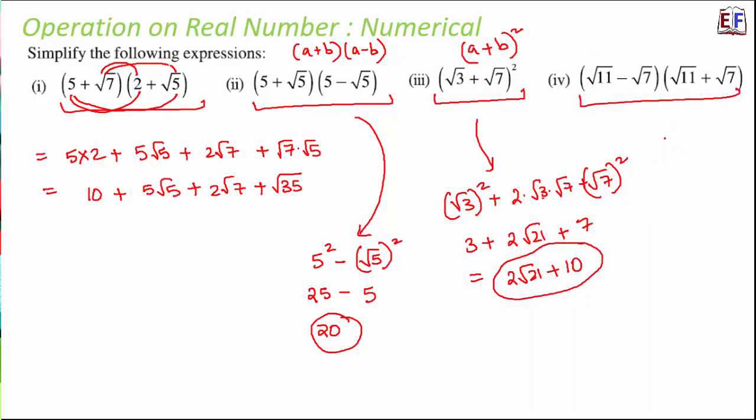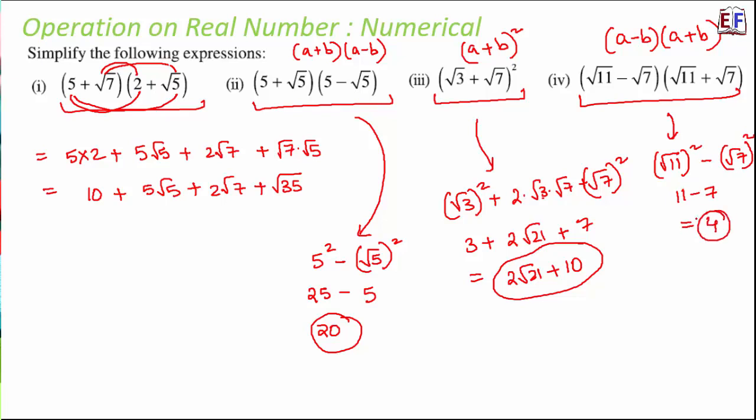Fourth one: root 11 minus root 7 into root 11 plus root 7. This is in the form of a minus b into a plus b, which is again equal to a square minus b square. That is root 11 square minus root 7 square. So that is 11 minus 7, which is equal to 4.